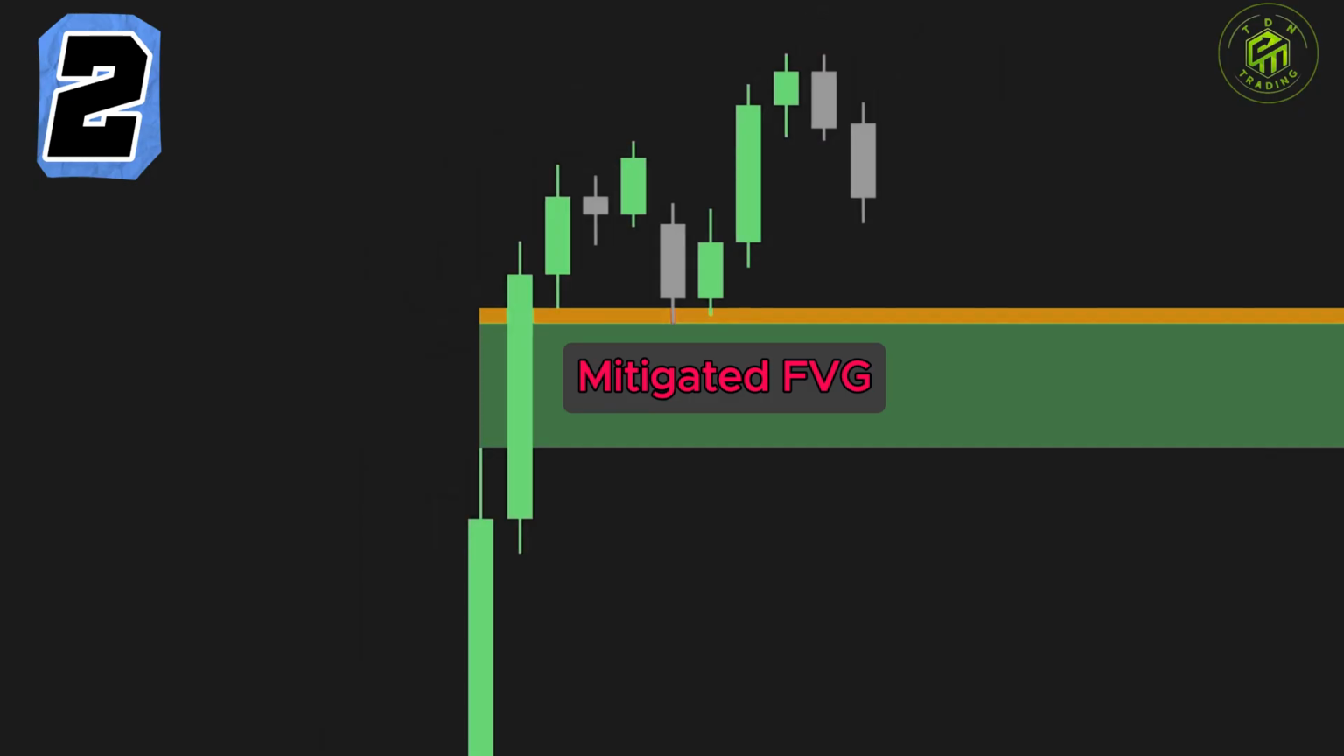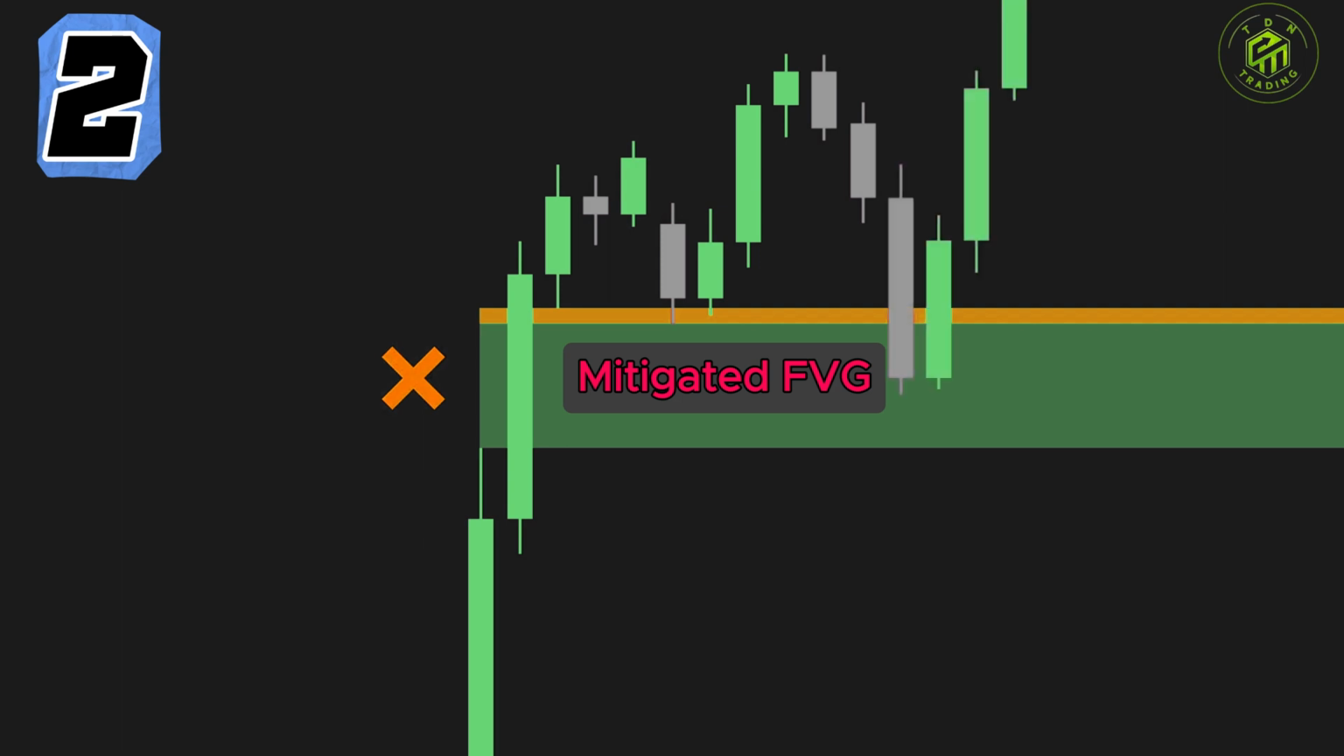And if we are looking for the highest quality fair value gaps, we may no longer want to consider using this one. But with that said, it doesn't mean this FVG will definitely fail if the price moves back into it for a second time. It's just a warning that FVGs that have already been touched should be considered weaker than those that haven't been.